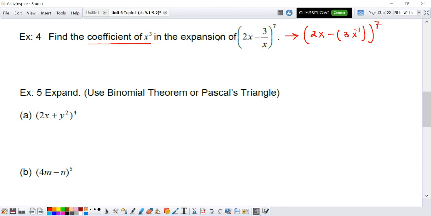Now here, this is a little bit complicated because they both have an x. So the coefficient of x to the third is a simplified term, and then the coefficient has to be figured out. So let's set it up. 7, then you have a 2x, and you have 3x to the negative 1.